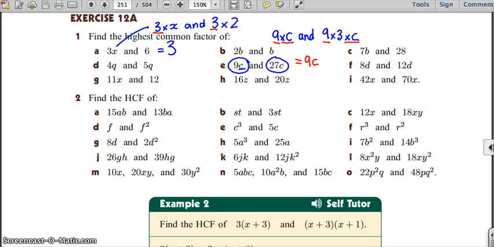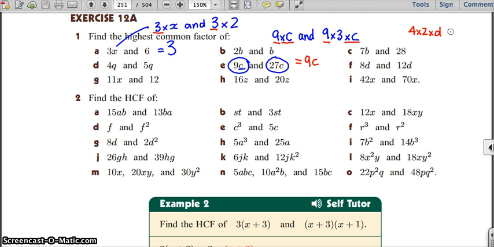Talk me through this one. How would you go about this one? 8 times D. I'd look at the other number, and 8s don't go into 12, but there's some numbers that go into those. 2. Yep. How many times does 2 go into 8? 4. So 4 times 2 times D.